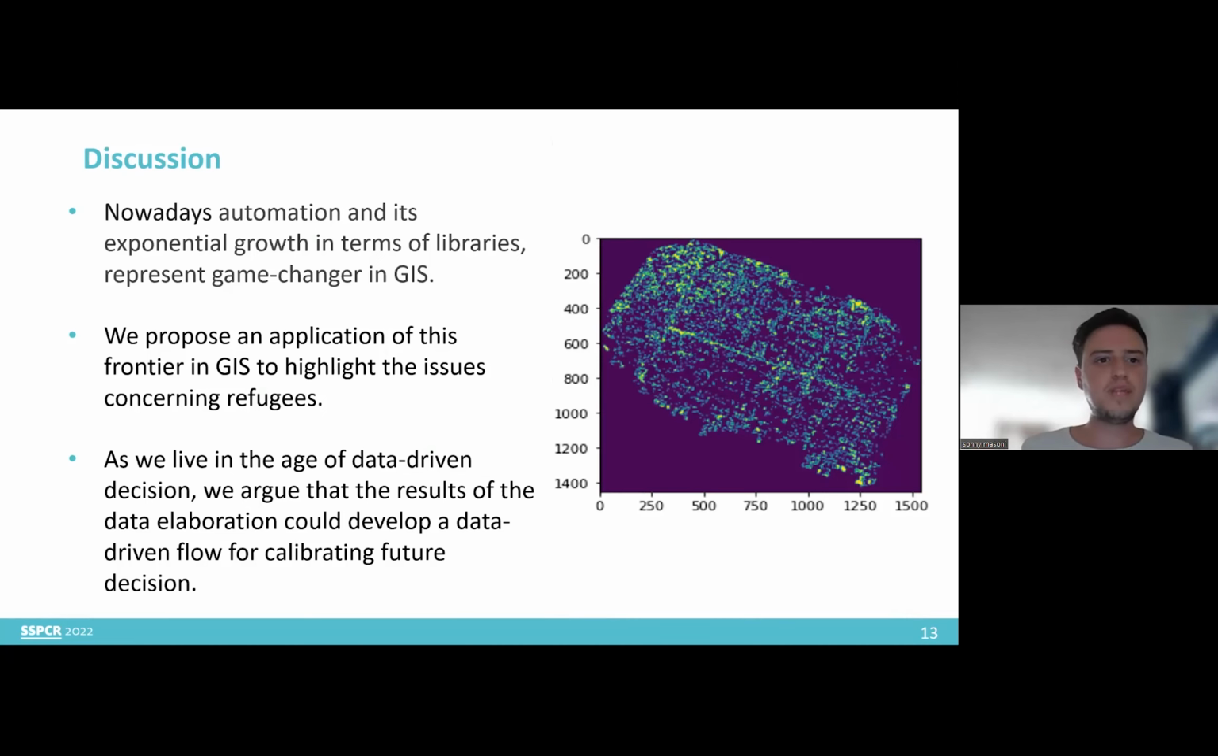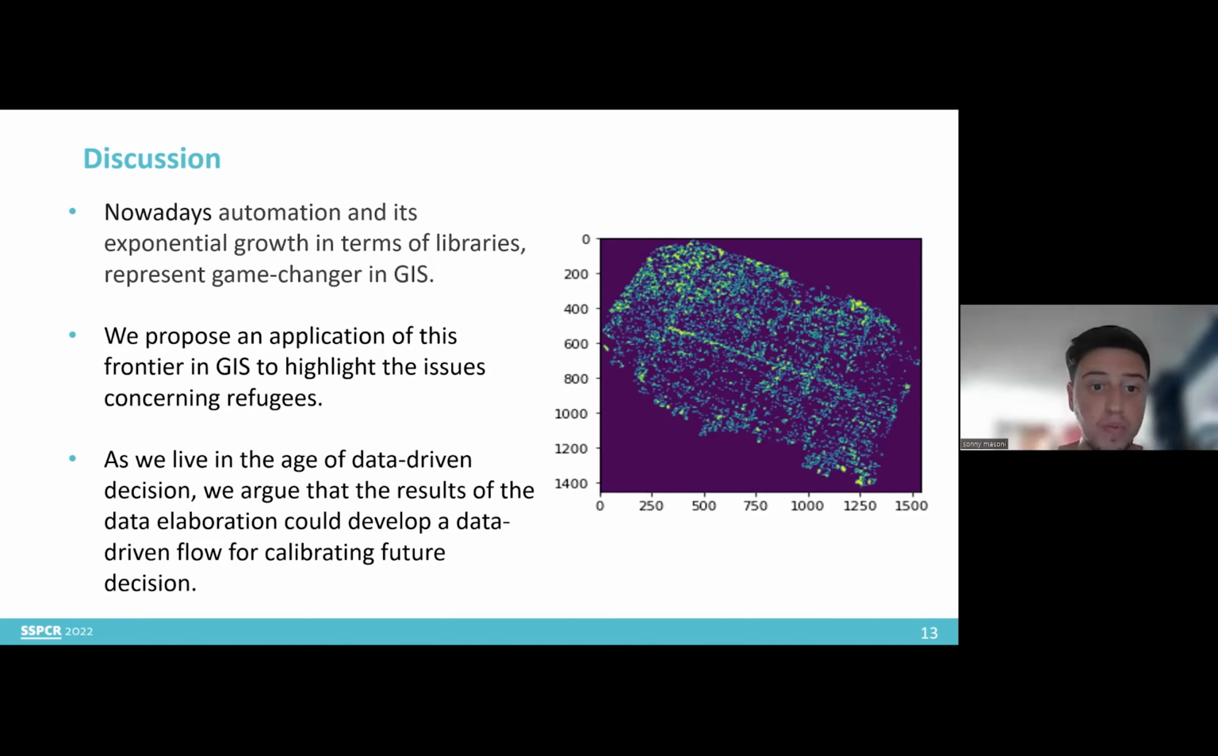For us nowadays, automation and its exponential growth in terms of libraries represent a game changer in GIS. The way this workflow analyzes and produces useful data in a short time, and you know that satellite images are big and maybe hard to process, is something where we recognize that these libraries are game changers in the field of GIS.